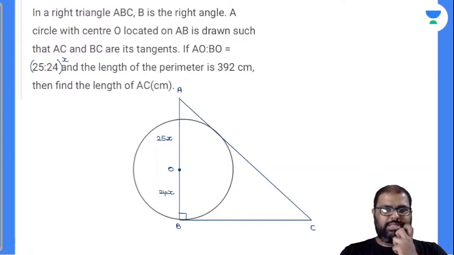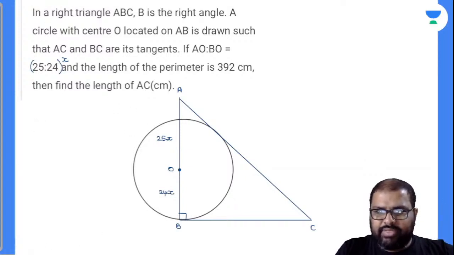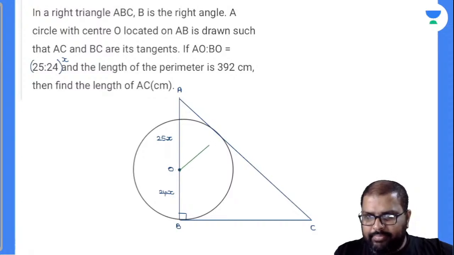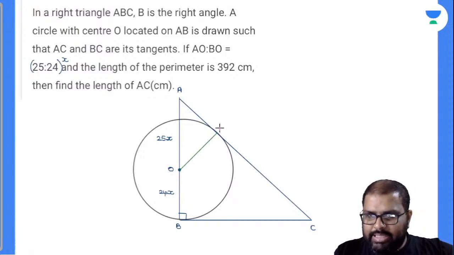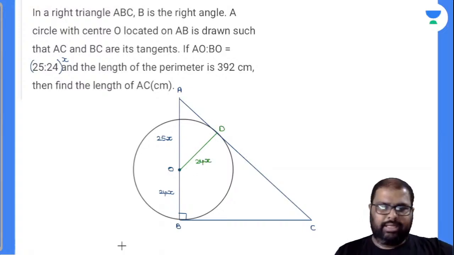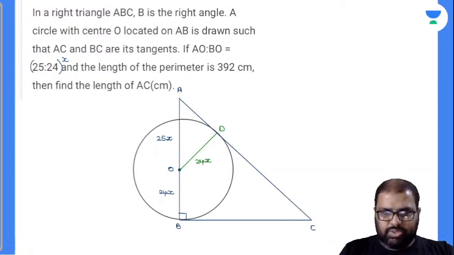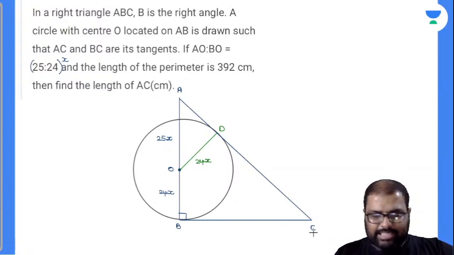Now, what is the question asked? AC length. Now look, this is also a radius of the circle. Will you accept with me? Yes. I will take this point as D. This is also 24X. And you closely observe there, BC and AC are tangents. Okay, fine. Now, OD is nothing but radius. AC is nothing but tangent. Radius of the circle will make 90 degrees with the tangent.